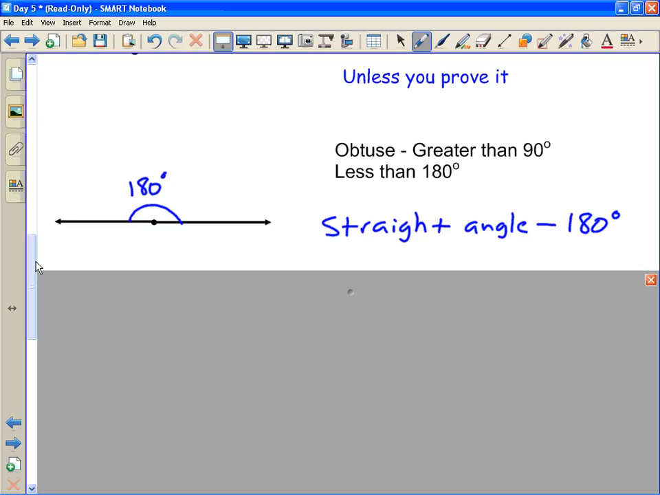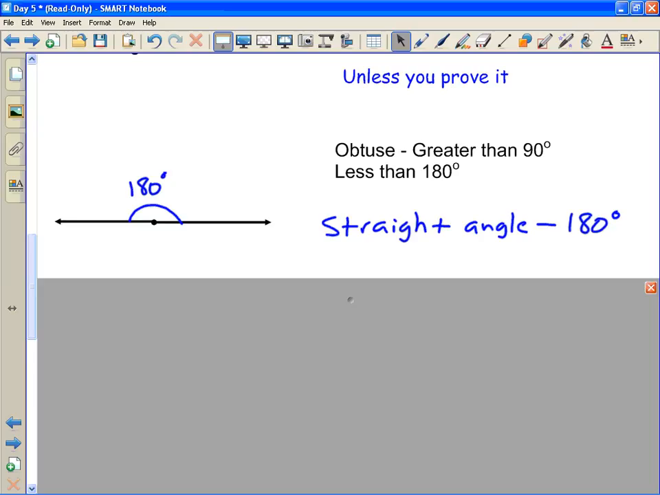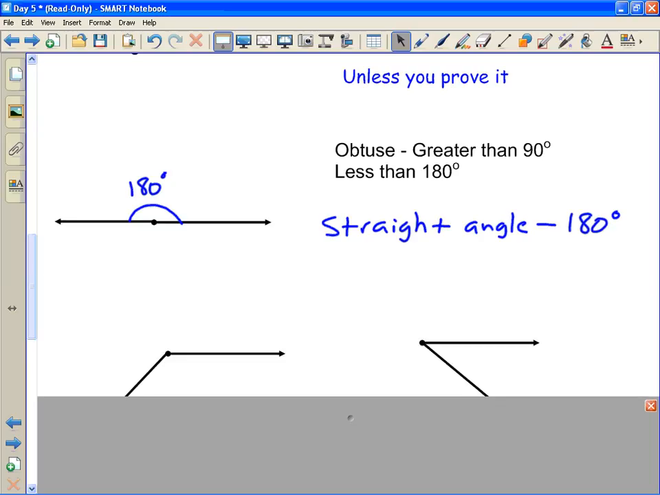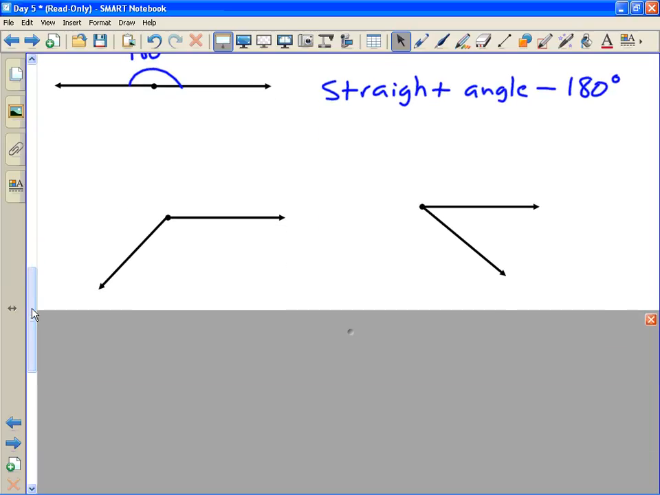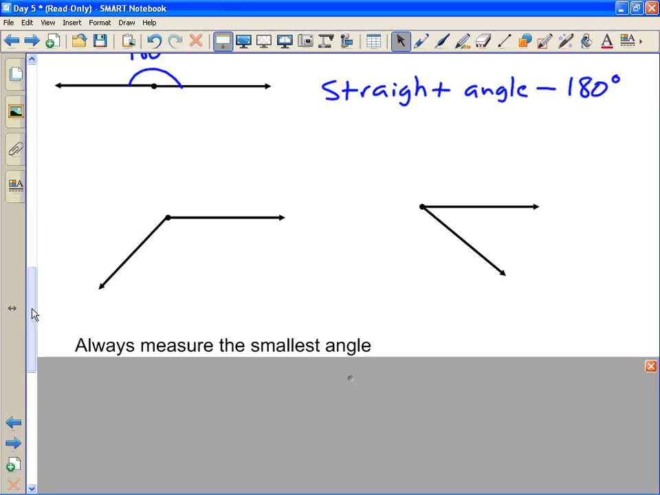180 degrees exactly. Something to know about measuring angles. We always want to measure the small part of the angle. So we're never going to measure this when we're talking about angles.